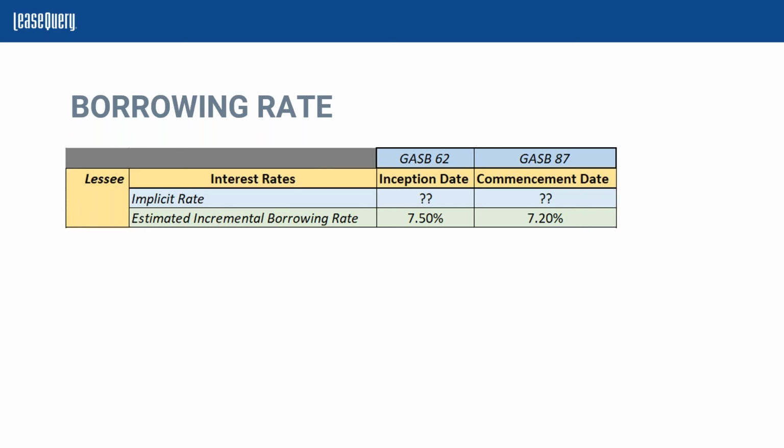Now, in our example, you may recall that the lease was signed in February of 2020 and is going to commence as of August 1st.